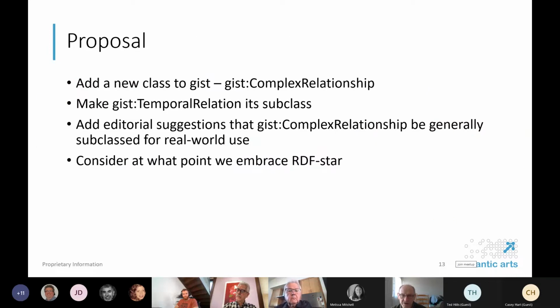And so the proposal is that we look towards adding a new class to GIST of complex relationship, or complex relation if we wanted to even it up with the existing temporal relation. And that we would then make GIST temporal relation a subclass of it. But also, as I'd shown with the illustrations of both temporal relation and the complex relationship, we wouldn't expect people to use them raw. We would really want them to be subclassed for real world use.